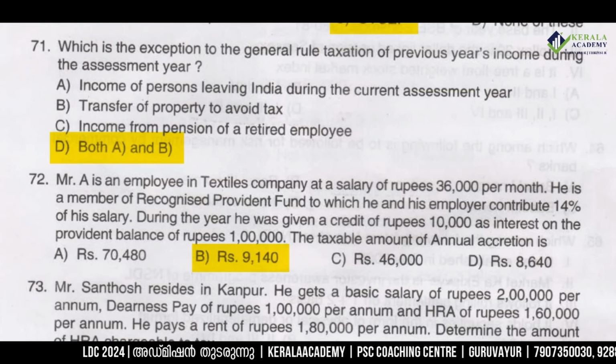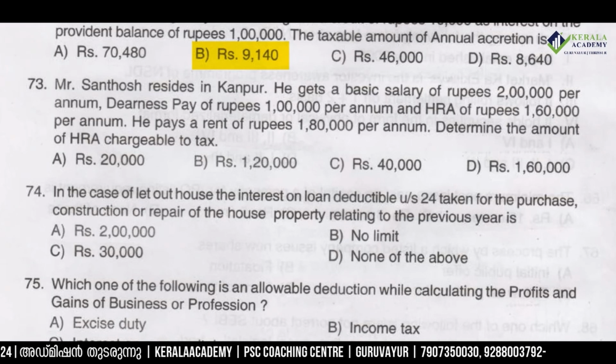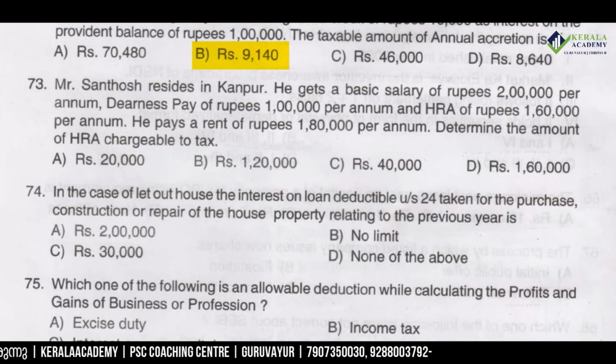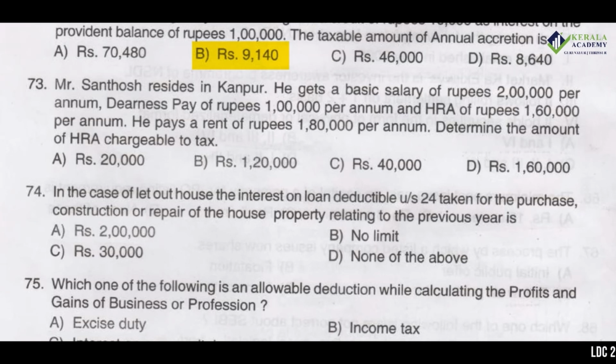Mr. Santosh resides in Kanpur. He gets a basic salary of rupees 2 lakh per annum, dearness pay of rupees 1 lakh per annum and HRA of rupees 1 lakh 60,000 per annum. He pays a rent of rupees 1 lakh 80,000 per annum. Determine the amount of HRA chargeable to tax. Rupees 20,000, rupees 1 lakh 20,000, rupees 40,000, rupees 1 lakh 60,000.